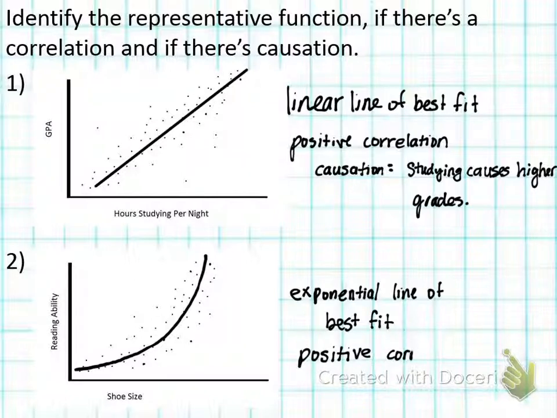Does a little baby who has a size 1 shoe have any reading ability? No. And does a high school student like yourself with a size 7, 8, or 9 shoe have a better reading ability? Yeah. Now, I've got a question. Causation. Does a bigger shoe cause better reading ability? Yes or no? No. Does that make sense? It does not. Okay, so we would say no causation here.